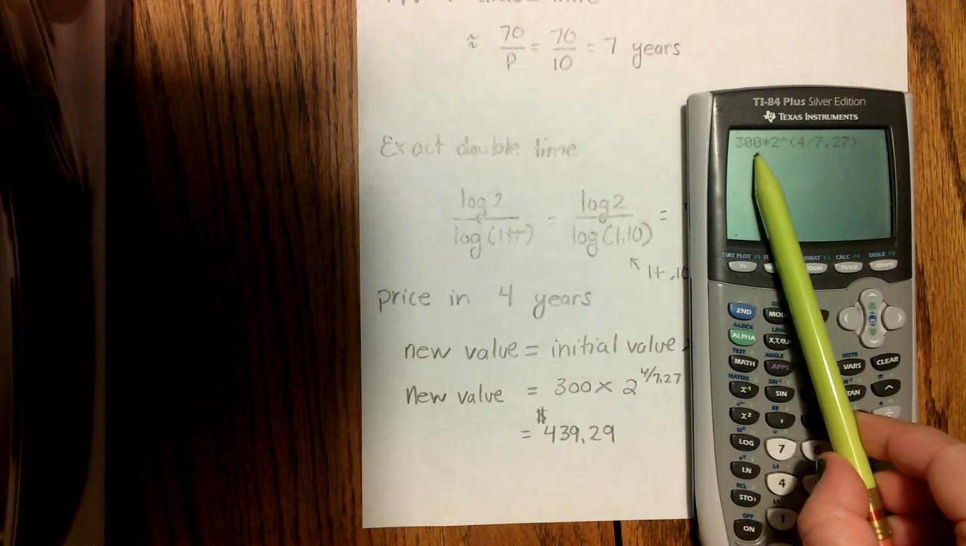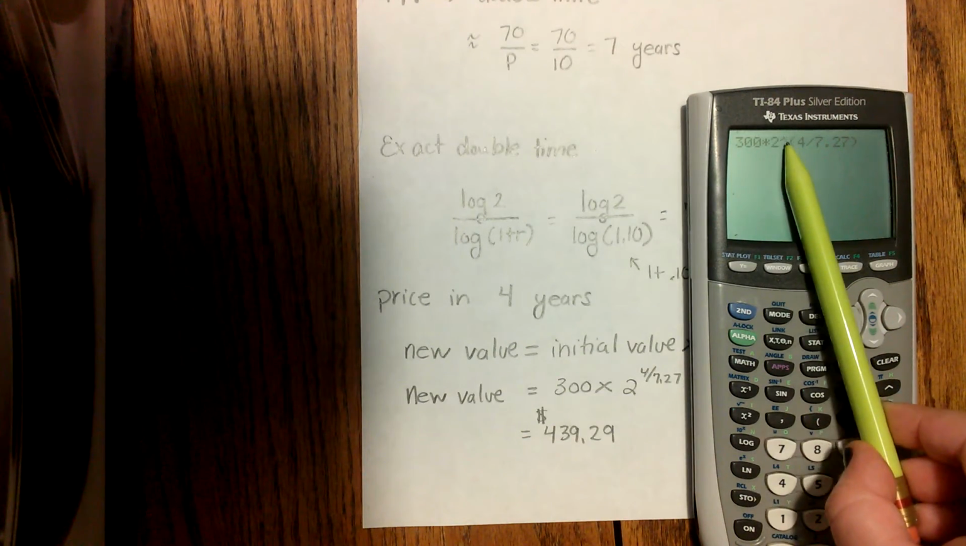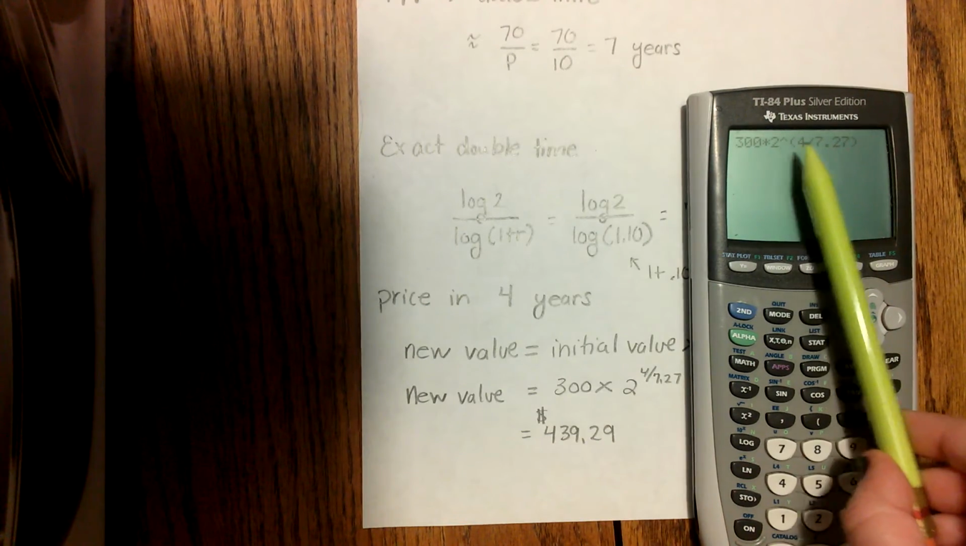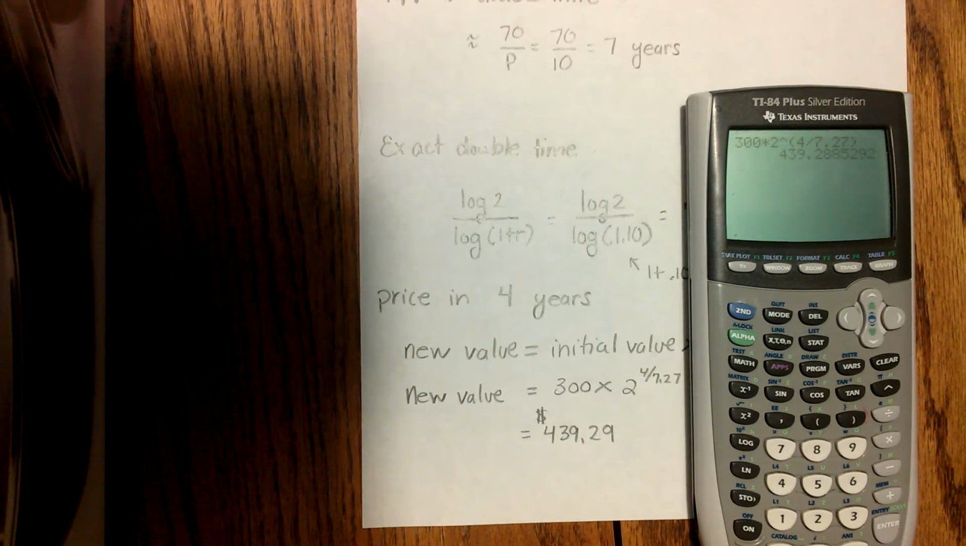So I take my initial value, which is 300, times 2. This little arrow that's called a caret stands for to the power of. And then in parentheses, I put my years divided by my double time, and I hit enter. And it gives me 439.288, but we're going to round to 2 decimal places since we're talking about dollars and cents, and we're going to say 439.29.